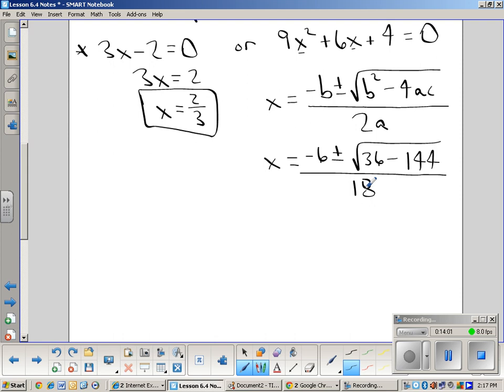Four times a, which is 9, times c, which is 4. 4 times 4 times 9. Can we not write down the x squared or the x? Would the x squared be after the 36, or the 6? No. x and x squared are not part of my a and b. Those are the variables that we find a and b next to, but they're not part of it.